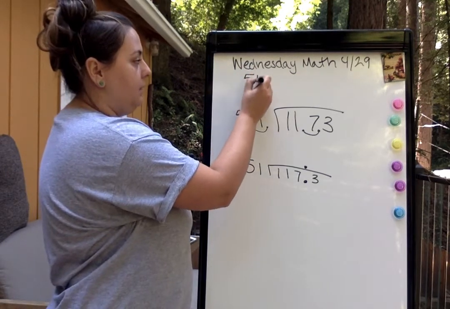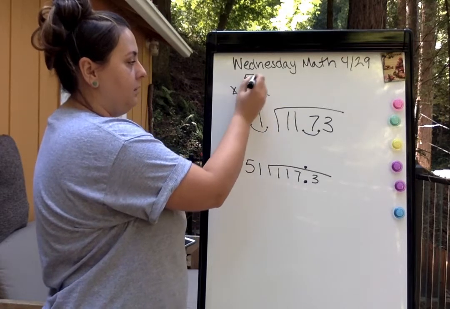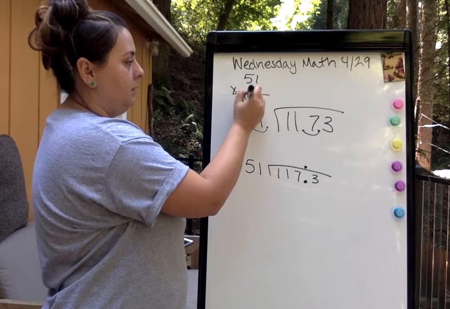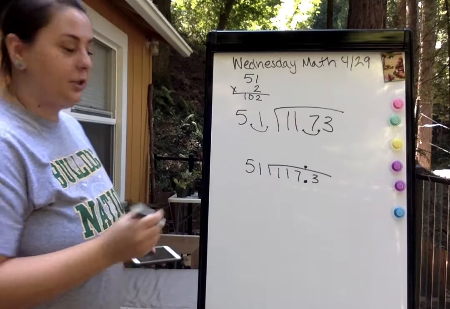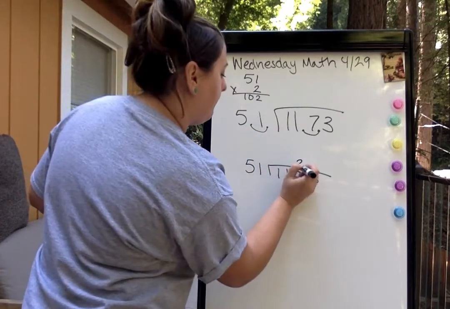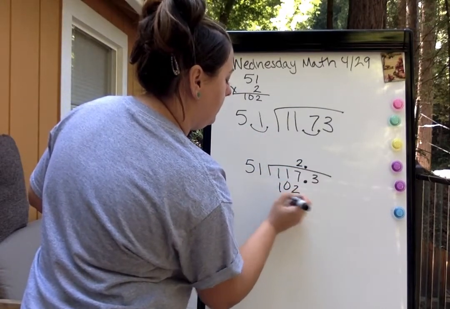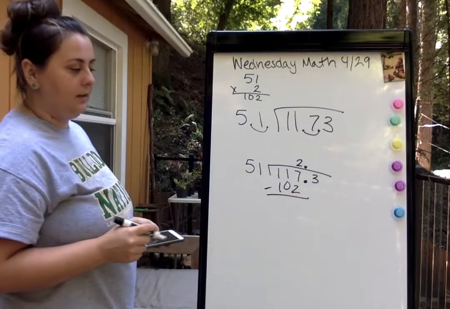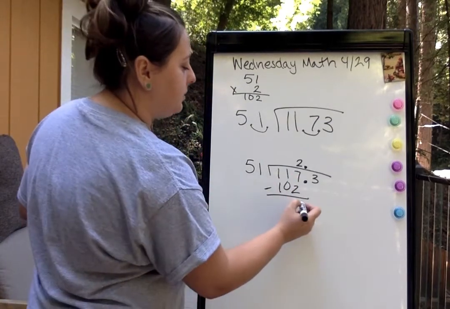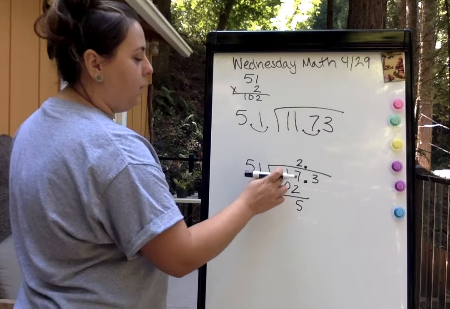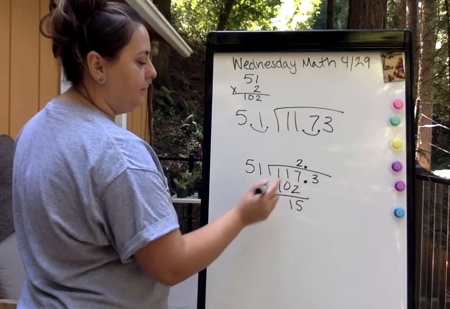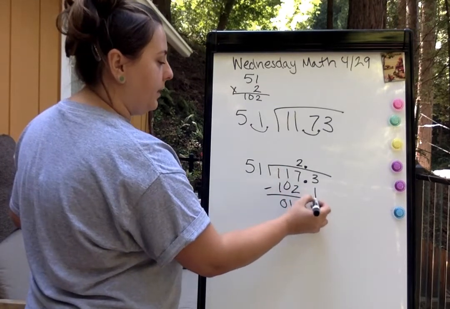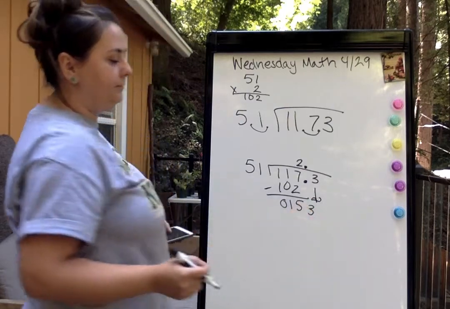So 51 times 2 is going to give us 102. Then we subtract. 7 minus 2 is 5. 1 minus 0 is 1. And that's 0. Then we're going to go ahead and bring down our 3.